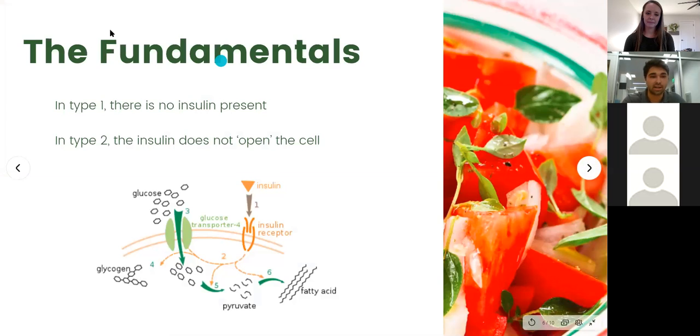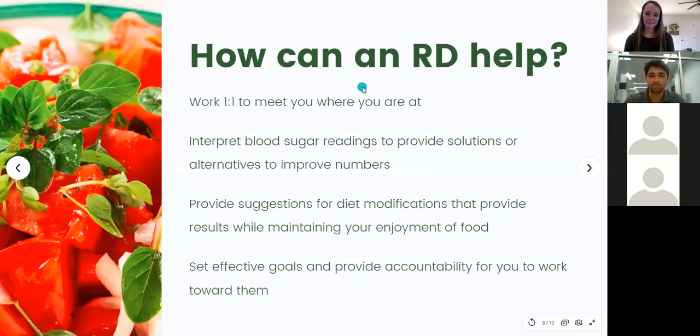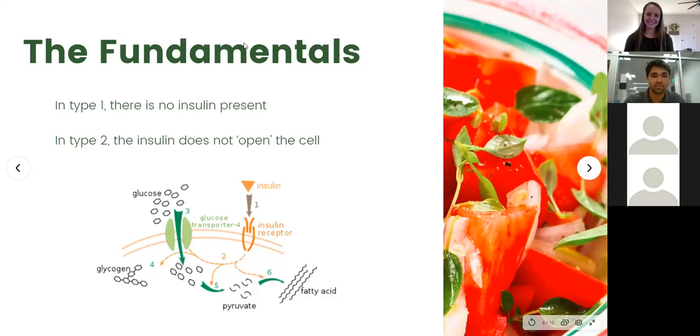So this picture kind of gives you a visual representation of what's going on. So can you guys see my cursor, Taylor? Yep. Okay. So type 1, like myself, this insulin here isn't here at all.